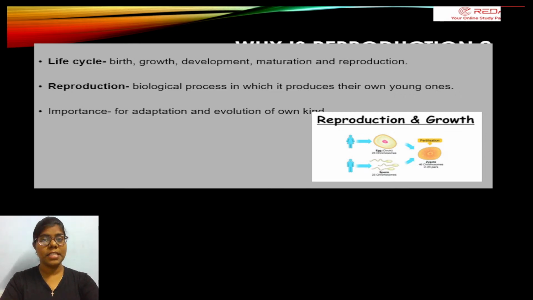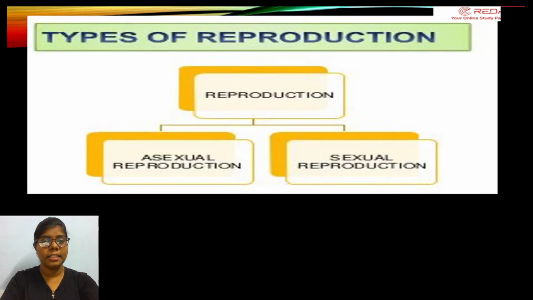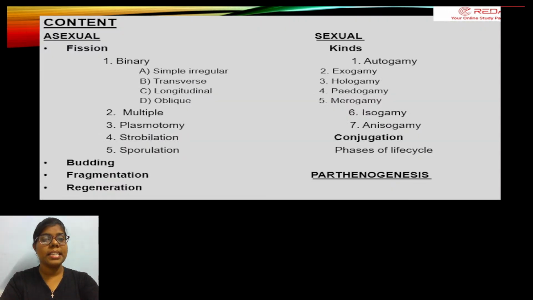We have seen about reproduction, how reproduction happens, and why reproduction is necessary. All these things we saw in the last class, and the reproduction types, asexual type and sexual type, with the best examples. So this is the content of the whole lesson in chapter 1, asexual content and sexual content.